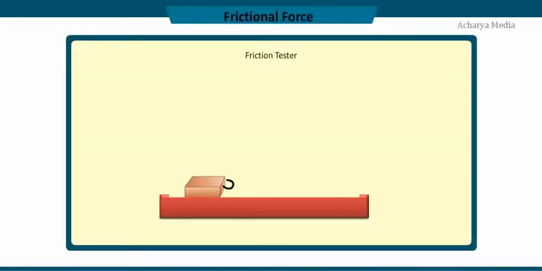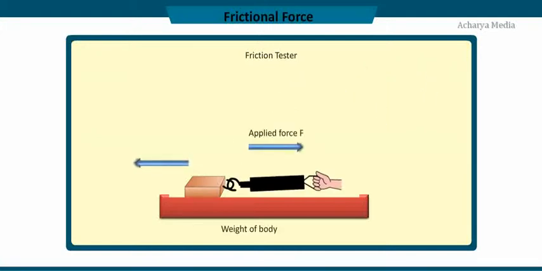A brick is placed on a wooden table and is attached to a spring balance. Pull gently with force F. The block initially does not move. The force F that you apply is not sufficient enough to overcome the frictional force Fr between the table and the brick. Since F is less than Fr, the object remains static. Thus, friction is a force.